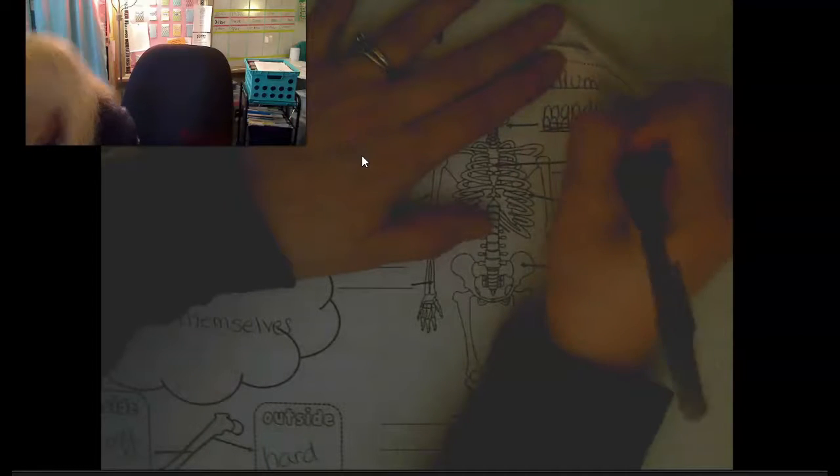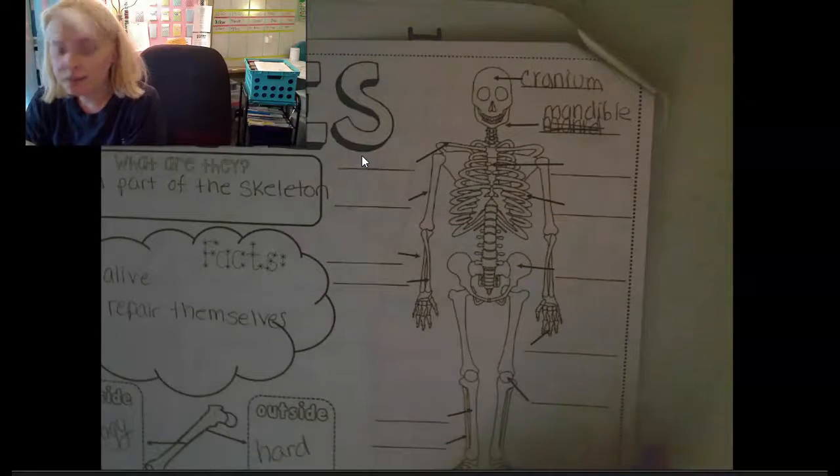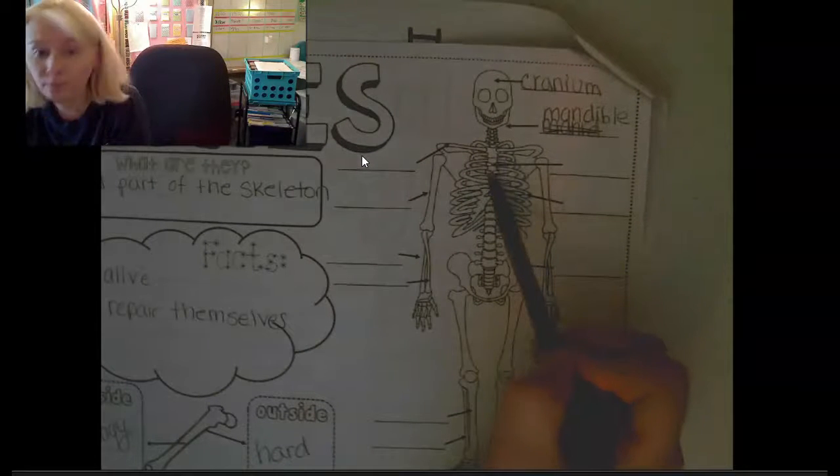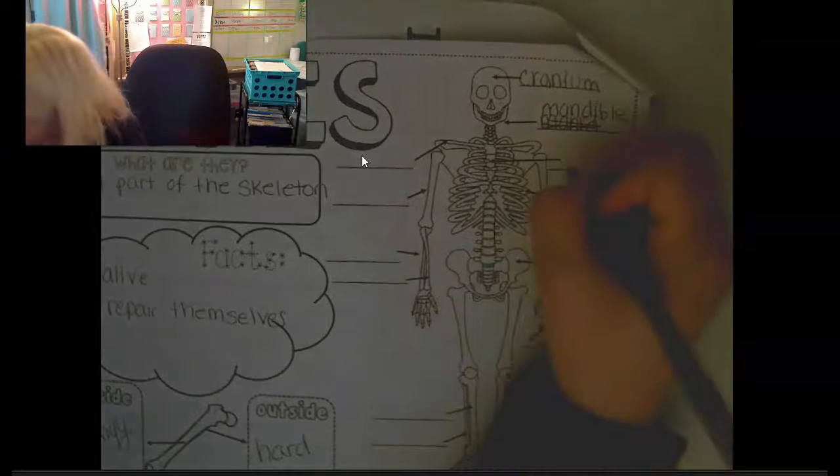Mandible. There we go. All right, this one is pointing to this flat bone here that's protecting an organ, which flat bones do. This one's protecting our heart. This is the sternum.